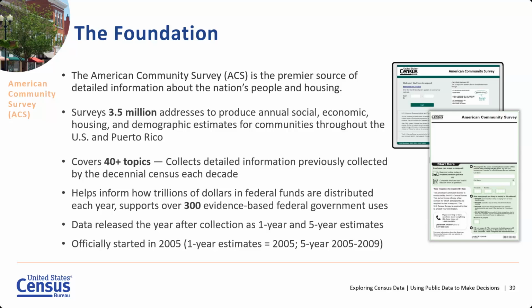After years of extensive testing, the ACS was fully implemented in 2005. The ACS 1-year estimates, the very first ones released, were collected in 2005 and released in 2006. The first 5-year ACS estimates were collected between 2005 to 2009 and then released in 2010.